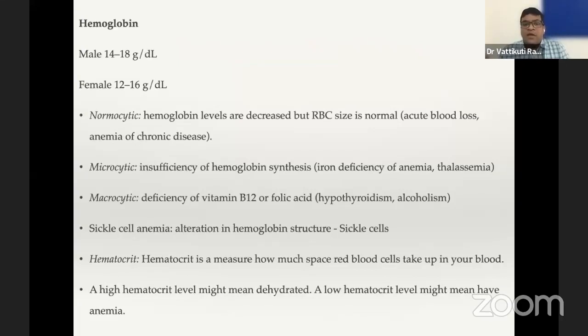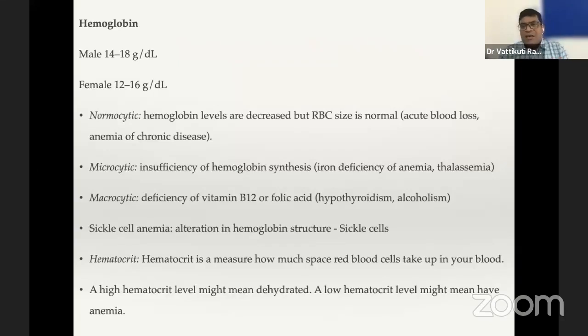The other spectrum is macrocytic anemia, where if you look at the MCV, it is on the higher side. The most common cause of macrocytic anemia is vitamin B12 or folic acid deficiency. Alcoholics and hypothyroid patients do end up having macrocytic anemia.